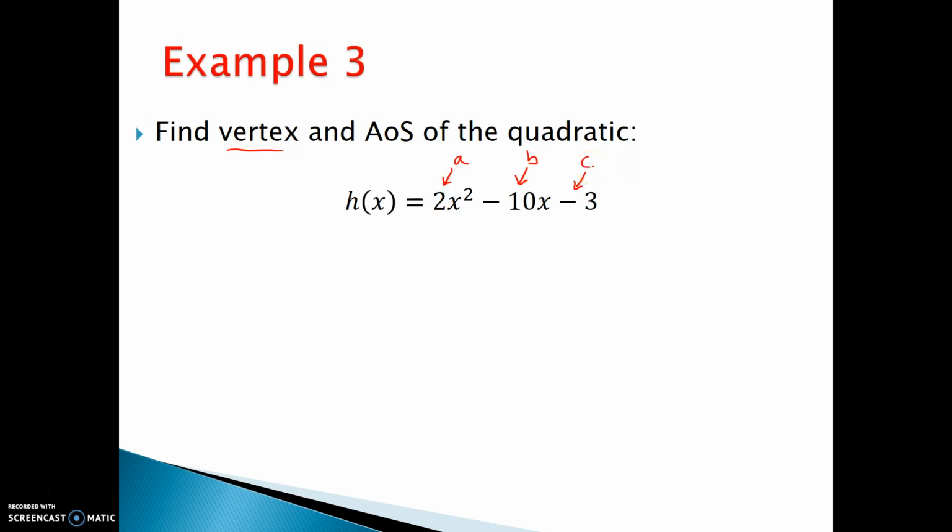Notice we actually don't even use our c when we're trying to find the vertex or the axis of symmetry. All you're really worried about are the a and the b. Those are the ones that we really use. C, we use it at the very end, I mean, when we plug it back in.